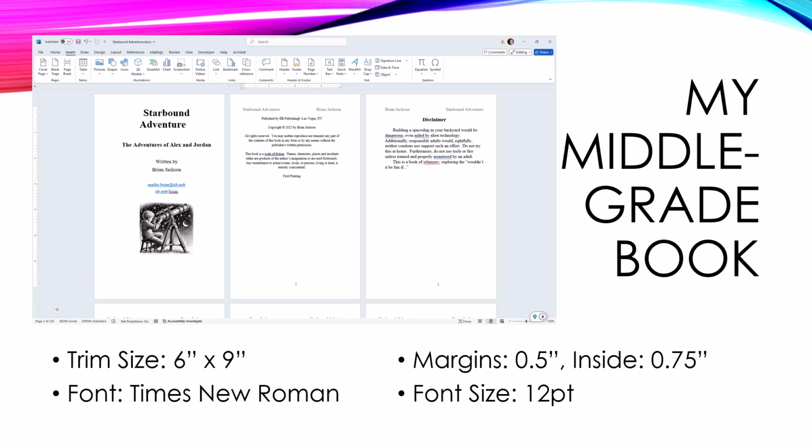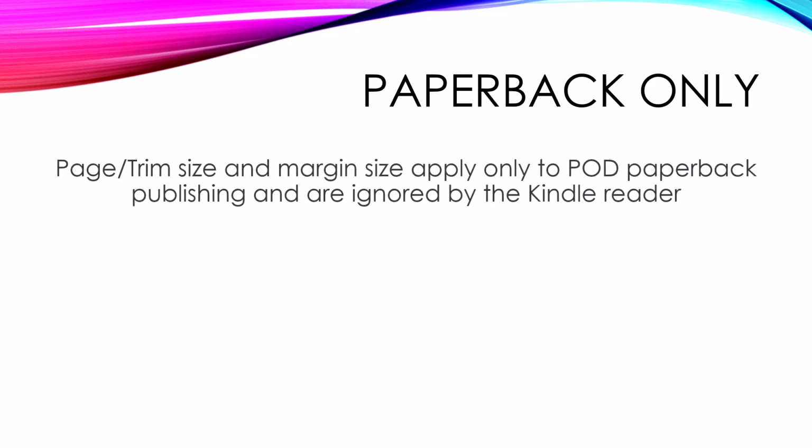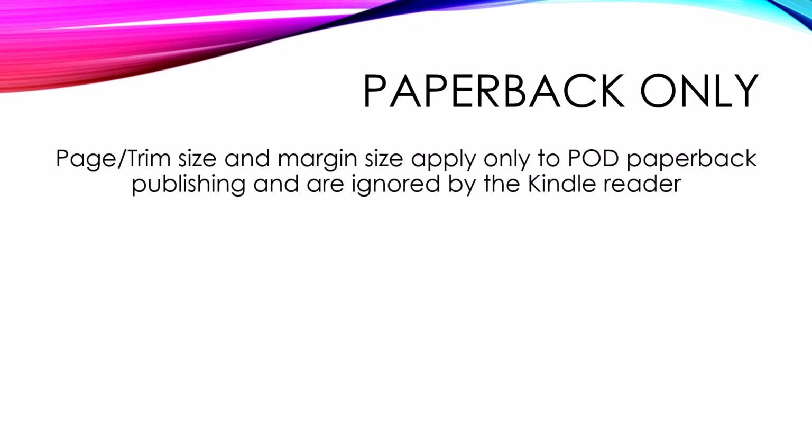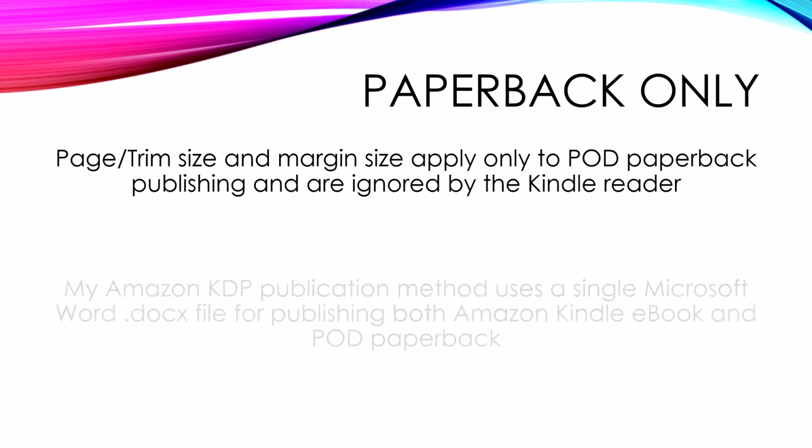Now remember that all of this is for the paperback only. The trim size, the margin size, the font size can all be set on a Kindle reader. So you're talking about what you're setting for a print-on-demand paperback. It's all going to be ignored by the Kindle reader.